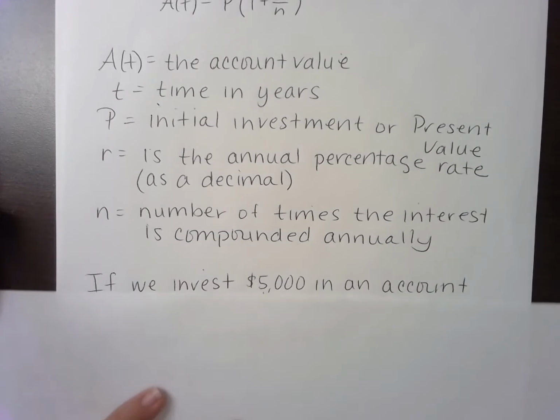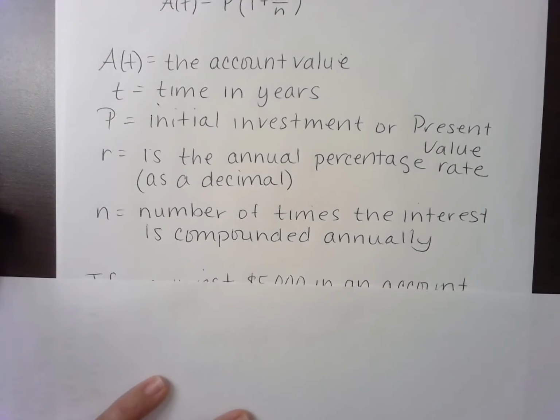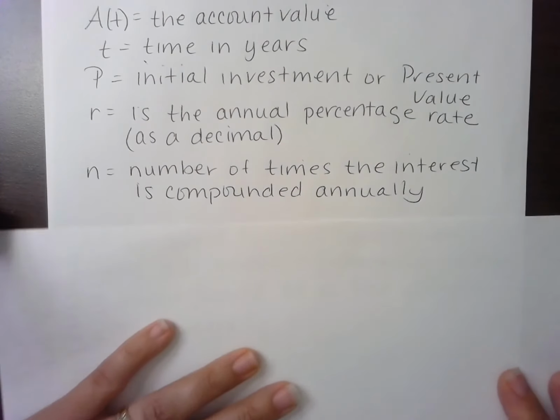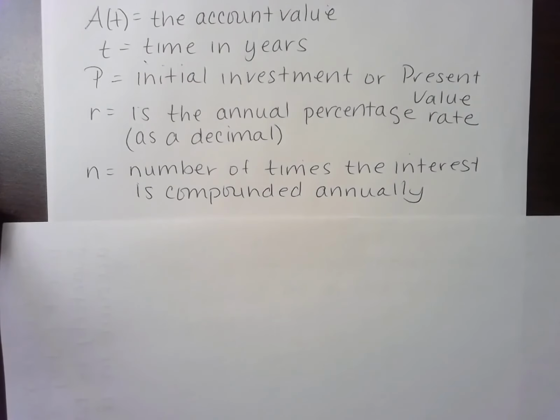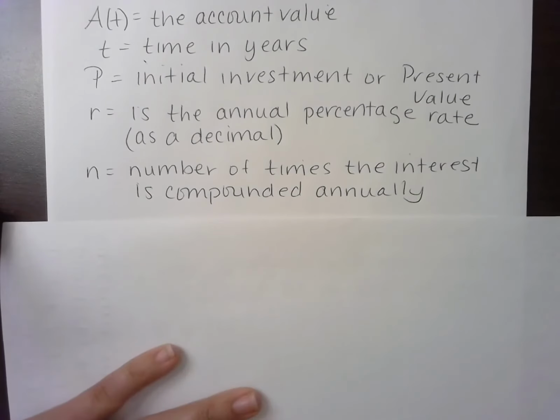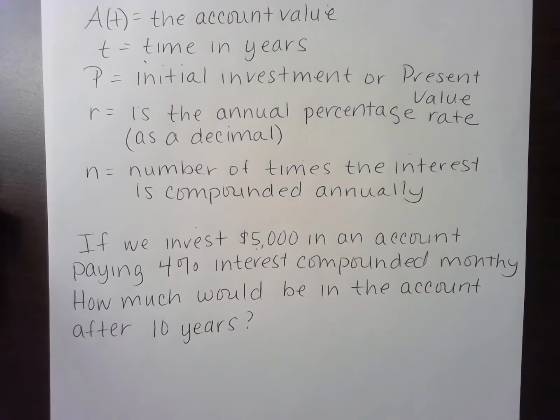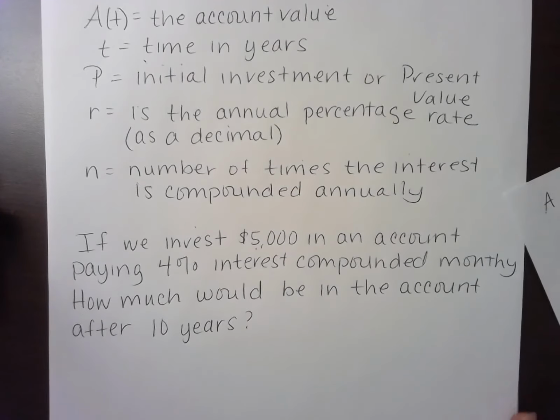Okay, and N is the number of times it's compounded annually. So for instance, if it was compounded just once a year, N would be 1. If it's compounded quarterly, then N would be 4. If it's compounded monthly, then N would be 12. If it's compounded daily, then N would be 365. Okay, and so on. So let's come to our first question and how we use it.